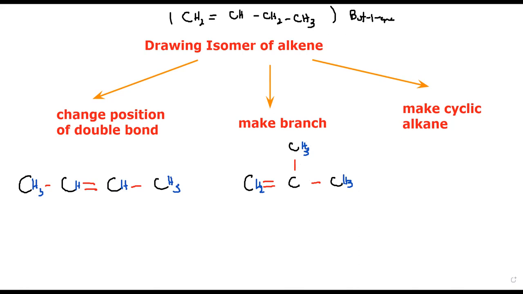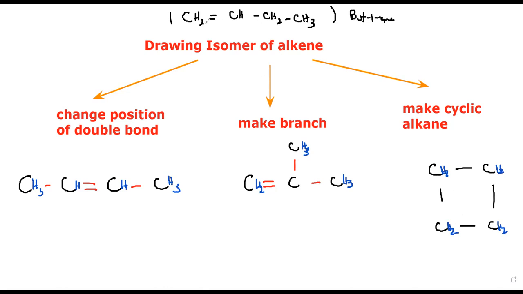Or you can also draw a cyclic alkane. Cyclic alkane means without any end, all in a complete closed structure. And each carbon will have 2 hydrogens, 2 hydrogens, 2 hydrogens, and 2 hydrogens. So these are the 3 structures which I drew.